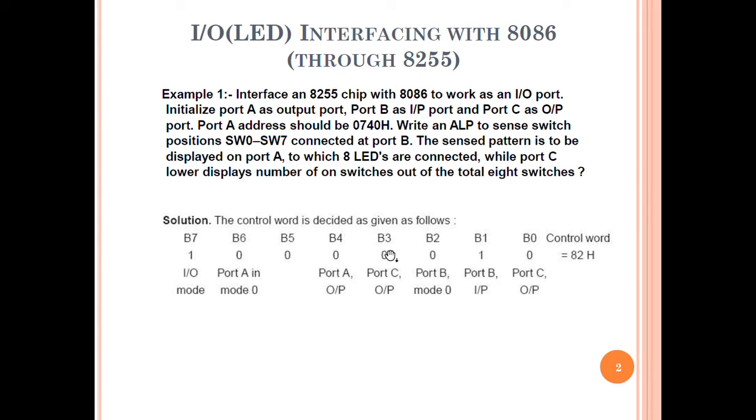Then bit 3 is for port C upper. Nothing is mentioned about port C upper. We can take it as input or output. We have taken it here as output, therefore 0. Actually, C lower is output, therefore we are assuming C upper is also an output, therefore 0. Then mode for port B is 0, therefore we have put 0. Then port B as input port, therefore it is 1. And C lower is output, therefore it is 0. So this is my control word, 82H.